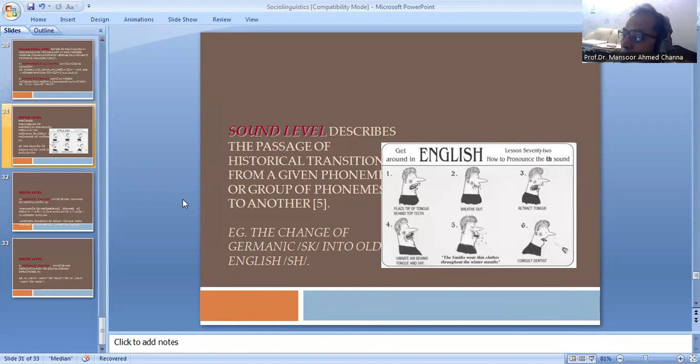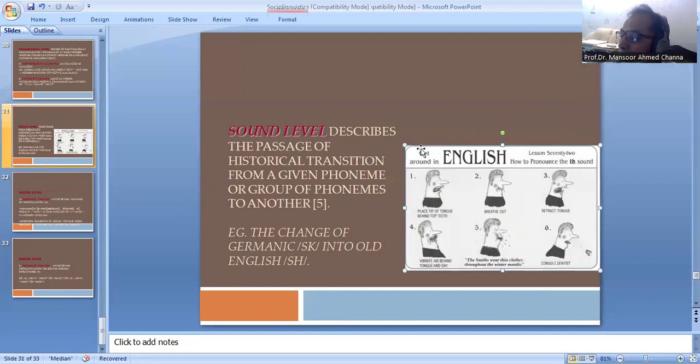Sound level describes the phases of historical transition from a given phoneme or group of phonemes to another. For example, the change of Germanic SK into Old English SH.